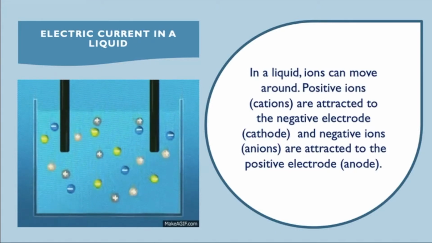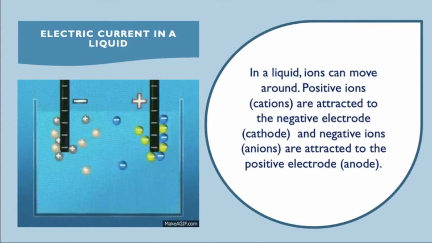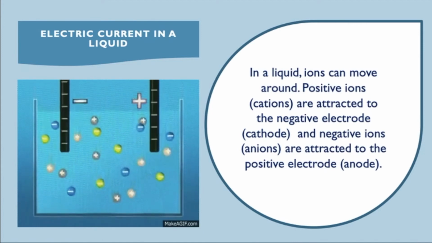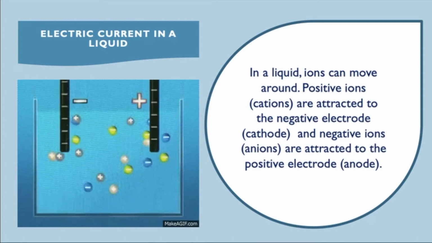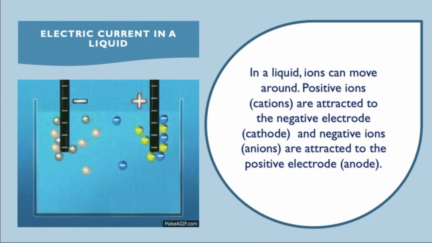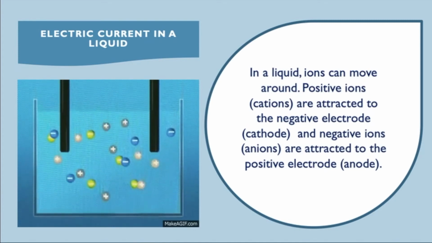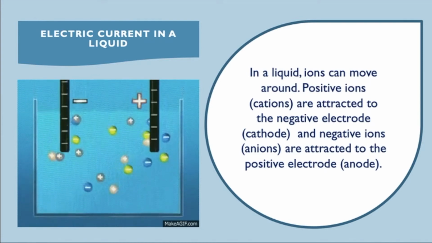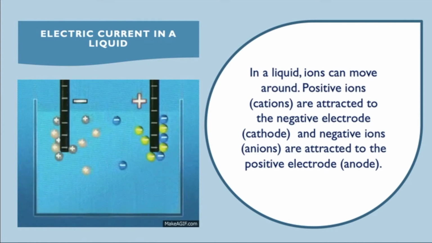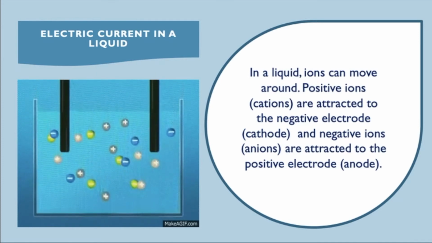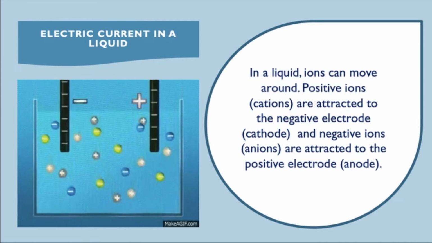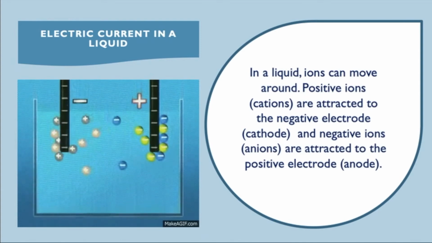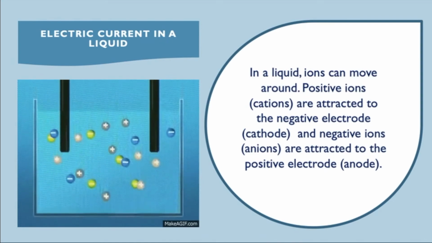So that's okay in solid conductors, but how can we describe electric current in a liquid? Well, in a liquid, ions can move around. Positive ions, we call them cations, are attracted to the negative electrode, the cathode, and negative ions, anions, are attracted to the positive electrode, or anode. And you can see in this diagram that's exactly what's happening. The positive ions are being attracted to the negative electrode and the negative ions are being attracted to the positive anode. So it's the flow of positive charge one way and a flow of negative charge in the opposite direction, which creates the current flow in a liquid.